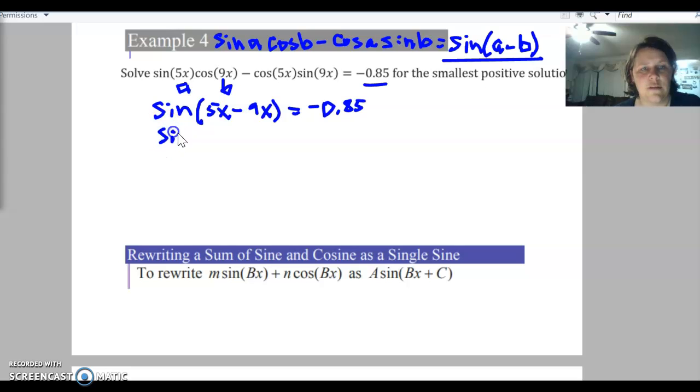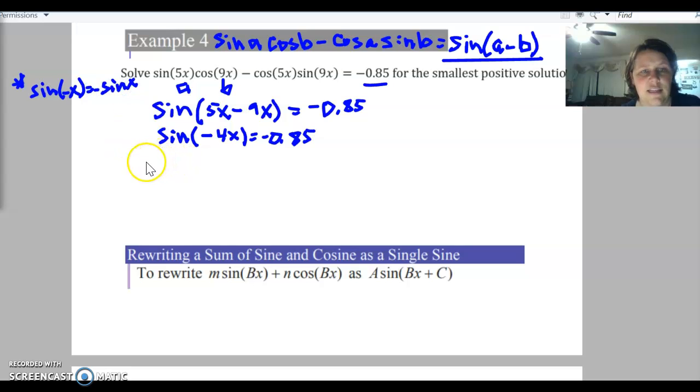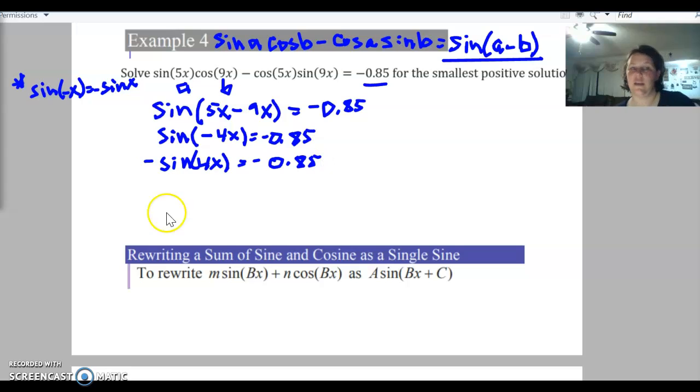Alright. Now we can simplify inside those parentheses. So we have the sine of negative 4x equals negative 0.85. Okay. And then remember that identity. Let's look back at this identity. We have the identity that the sine of negative x equals negative sine of x. So let's use that identity here. And instead of writing the sine of negative 4x, we'll write the negative sine of 4x is equal to negative 0.85.